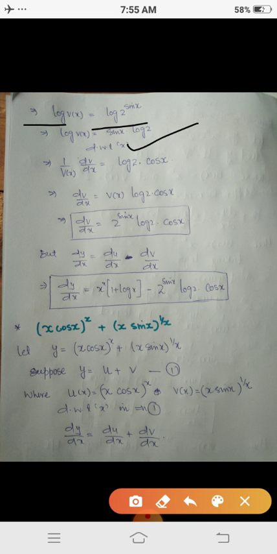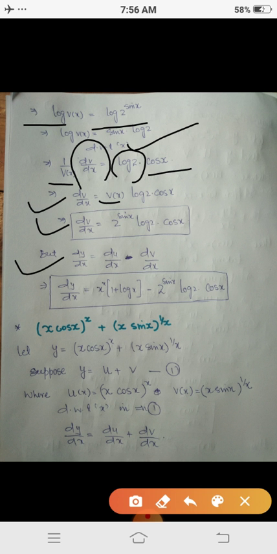Now again differentiate with respect to x, which implies 1 upon v of x into dv by dx, because the differentiation of log v is 1 upon v of x into dv by dx. Now this log 2 is constant, so it comes out of the derivative, and the differentiation of sine of x is cos. So we get dv by dx equals v of x, by cross multiplication, into log 2 into cos of x. Now here v of x is 2 raised to sine of x, which implies that dv by dx is 2 raised to sine x into log 2 into cos of x.